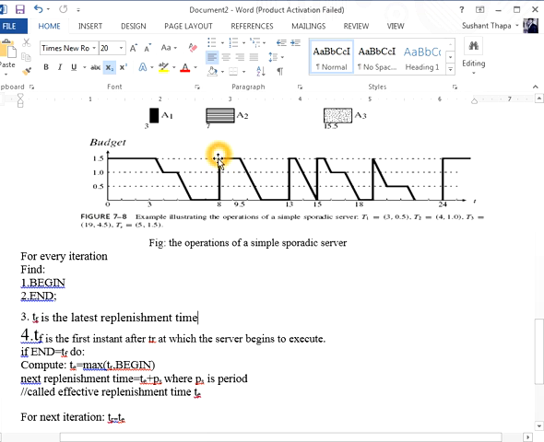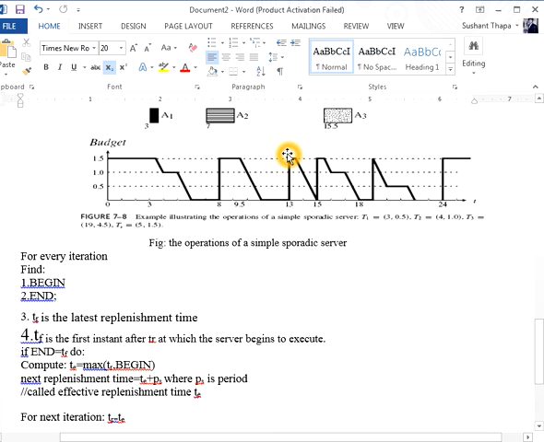At the second period, the begin will be 8, the end will be 9.5, and TF will be 9.5, and TR, that is the latest replenishment time, is also 8. Again computing by this formula, we will find that TE is 8, and so the next replenishment point will be 13. And again at the third period, our latest replenishment point was 13, so TR equals 13, and the server begins to wait for the sporadic job at time 13.